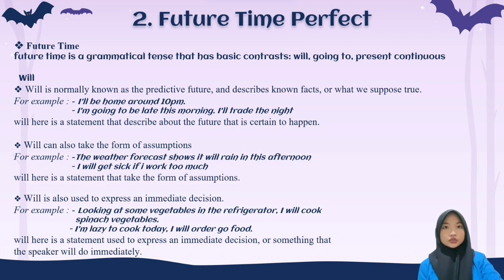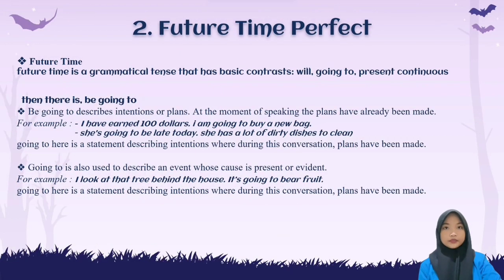Will is also used to express an immediate decision. For example, looking at some vegetables in the refrigerator, I will cook spinach. Or, I'm lazy to cook today, I will order GoFood. Will here is used to express an immediate decision, something the speaker will do immediately.